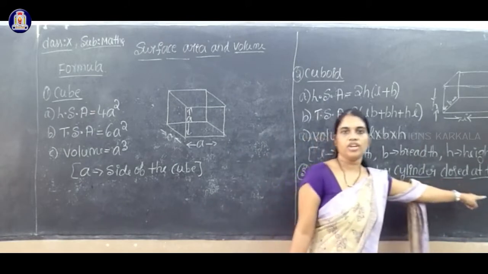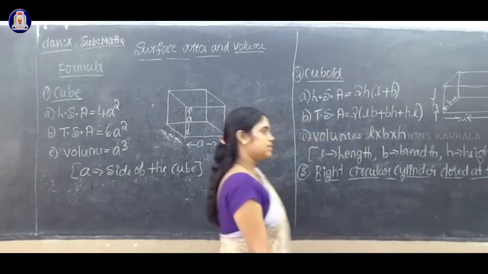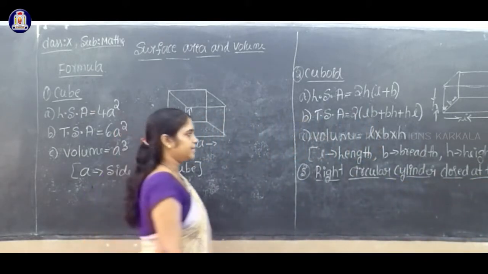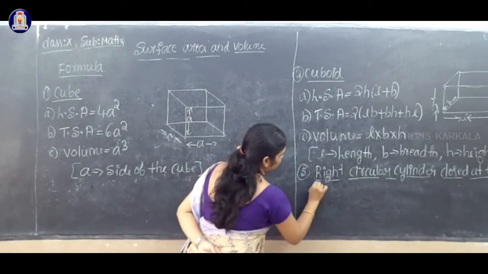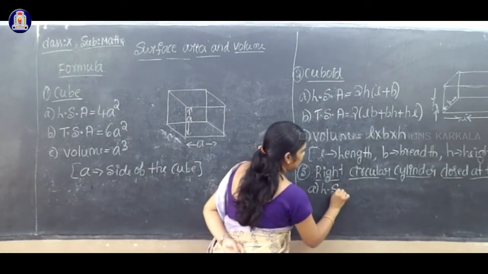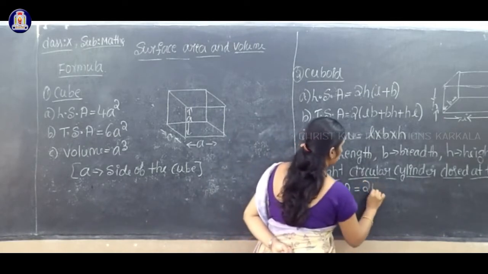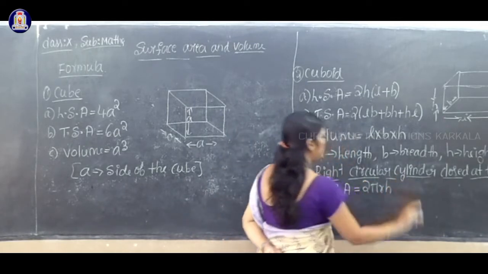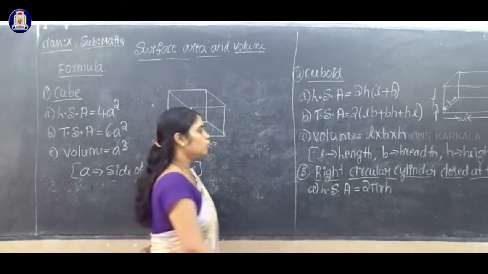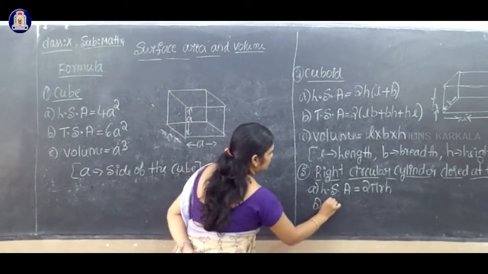So this is your cylinder. First I will write the formulas related to the cylinder. The first one is LSA. LSA means lateral surface area. What is the formula? 2 pi RH.